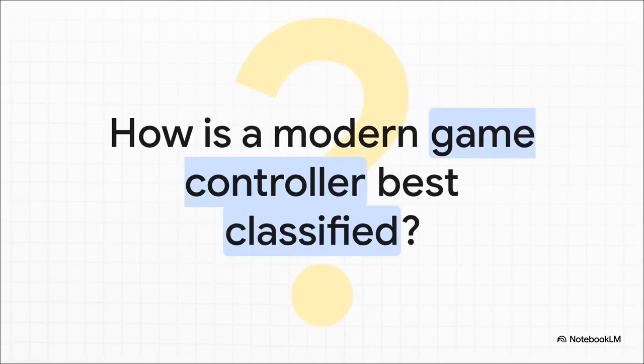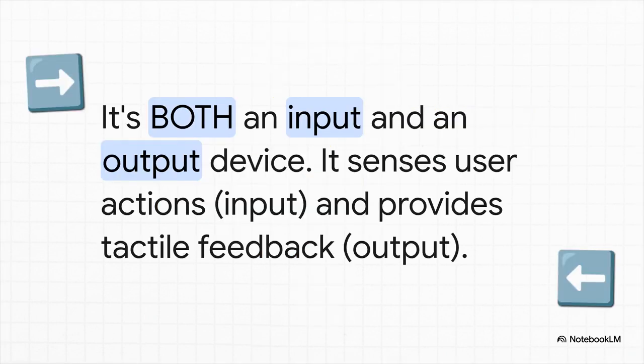Okay, here's a classic one they love to ask, all about how devices talk to each other. Think about a modern game controller. It does way more than just listen to your button mashes, right? So how would you classify it? Is it sending info, getting info back, or something else? You guessed it, it's both. It's an input and an output device. You press a button, that's your input. The controller rumbles in your hand, that's output. See, it's a two-way conversation, which makes it a hybrid device.